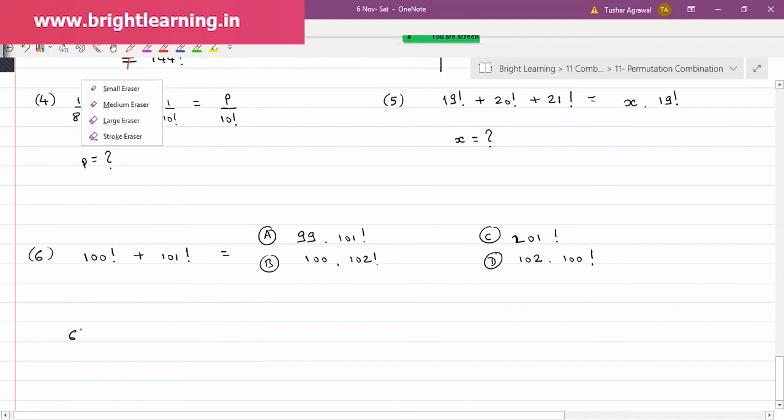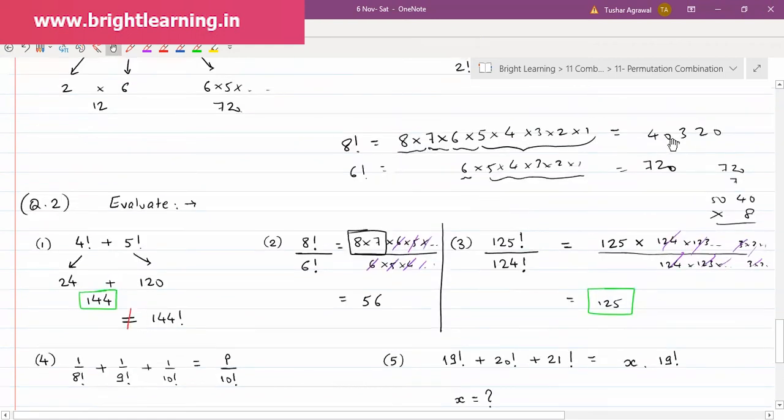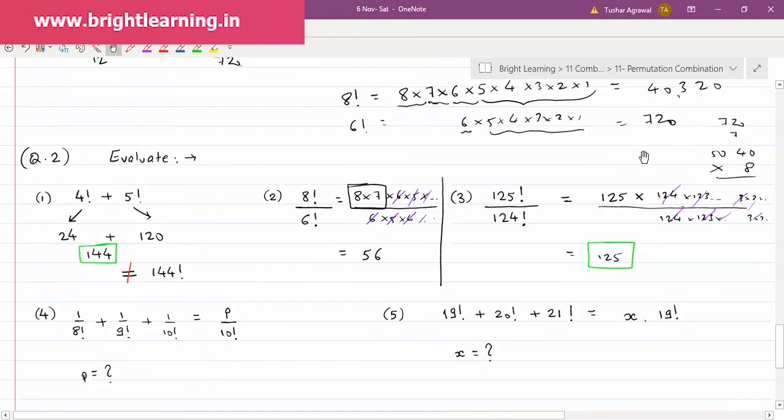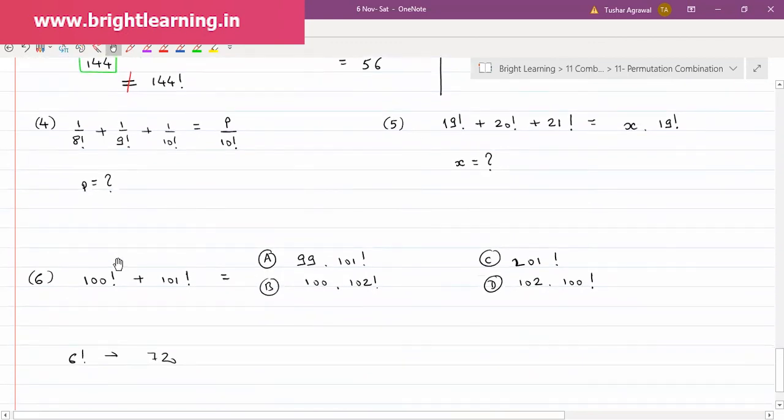6 factorial only went up to 720. Just multiply this to get 8 factorial. With 8 factorial only we reached up to 40,000. For 10 factorial, if we just multiply by 9 and 10, it will go again by multiplying by 90, up to 4 lakhs and so on, 36 lakhs something. Yes, sir. But if 10 factorial only goes up to 36 lakhs, 100 factorial will be such a big number. How can they expect us to calculate? So don't bother about it.